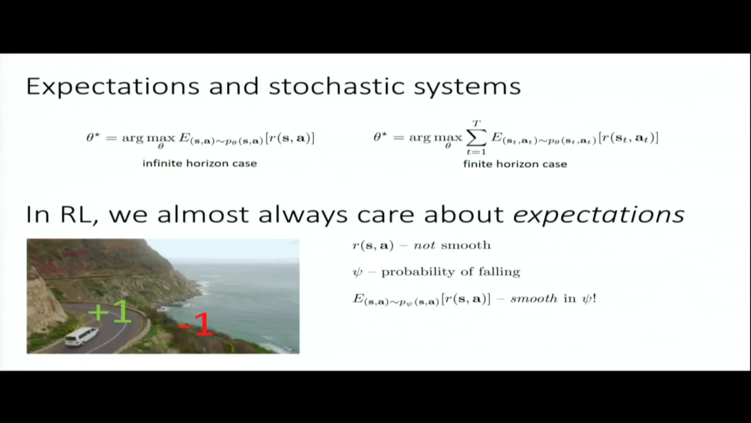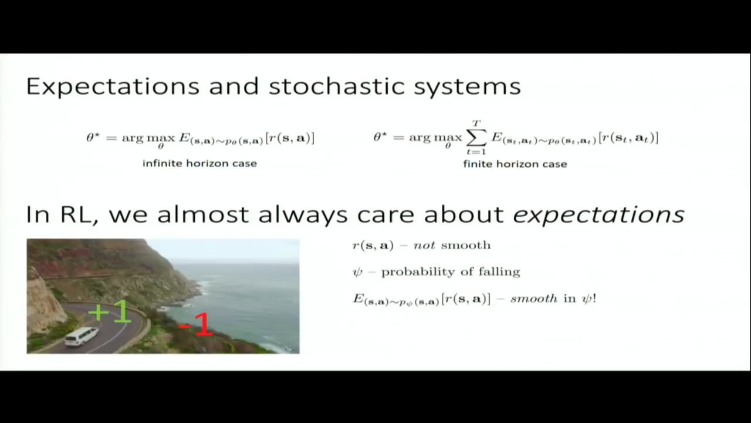And this is very, very important because this is what allows us to use things like gradient-based algorithms with reinforcement learning to optimize non-smooth objectives. Non-smooth either due to non-smooth dynamics or due to non-smooth rewards or both. And this is very important, that we're almost always actually concerned with expectations. Does anyone have any questions about this? This is pretty important to understand.